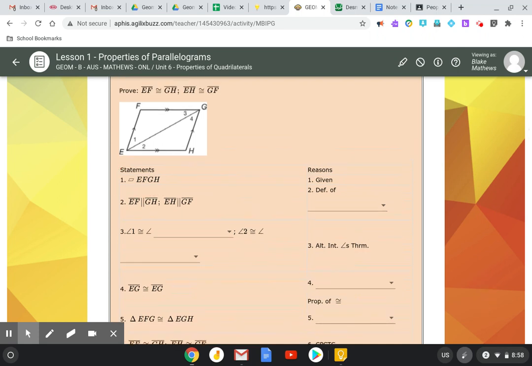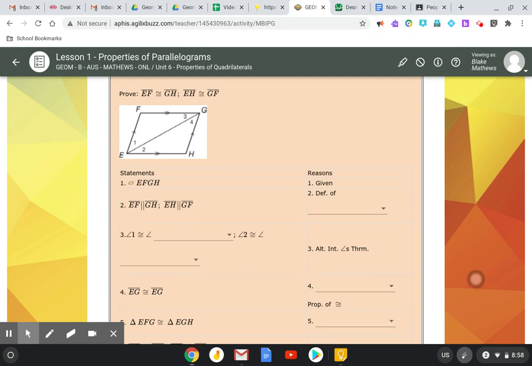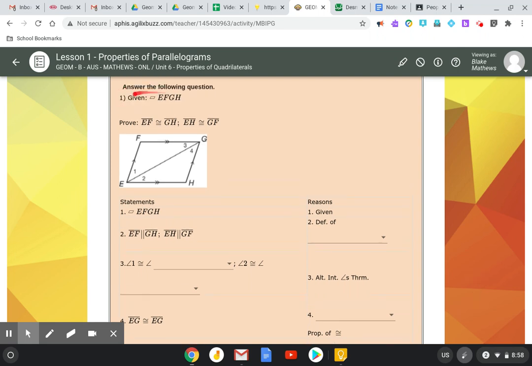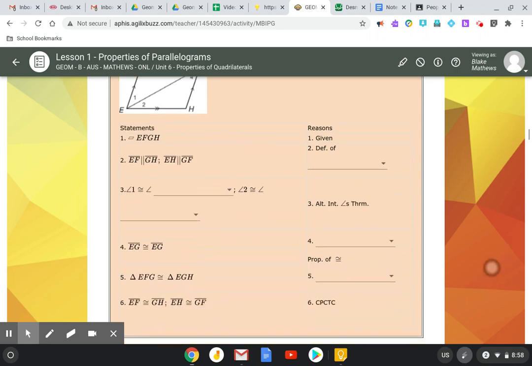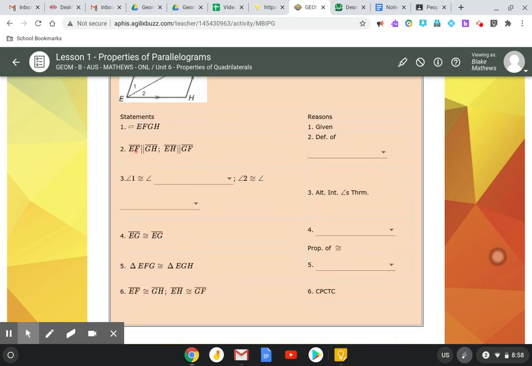The first statement is always the given. EFGH is the parallelogram. That's given. That was given to us at the very beginning. So then we look at the next statement. The next statement says that EF is parallel to GH. That's what this says. And EH is parallel to GF. Well, that's the definition of something.